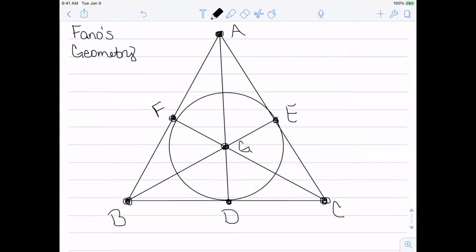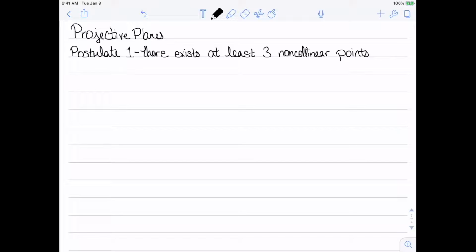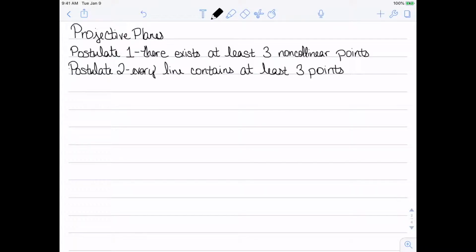So a projective plane is a geometry that adds a little bit more information than just our first axioms. The first thing that we need is there exist at least 3 non-collinear points. So we need to be able to find 3 points that do not have a line between them. Postulate 2 says that every line contains at least 3 points. So before we needed that every line contained at least 2. For projective planes, we need at least 3.